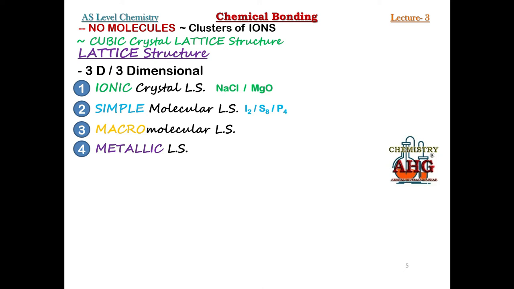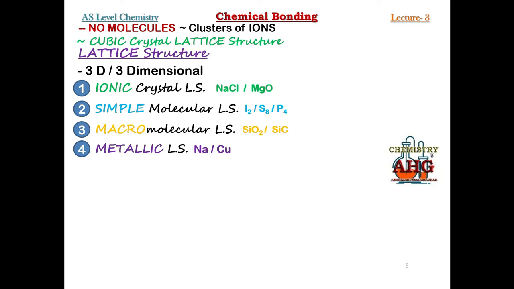Macromolecular compound, you can remember sand, silicon dioxide, silica, SiO2 and silicon carbide. You can also give the example of diamond and graphite as macromolecular lattice structure, but remember diamond and graphite are not compounds, they are elemental macromolecular lattice structures. And in metallic lattice structure, you can remember the examples of any metal like sodium, zinc, copper, iron, etc. These are the four types of lattice structure that you must remember, can be asked in your exams.